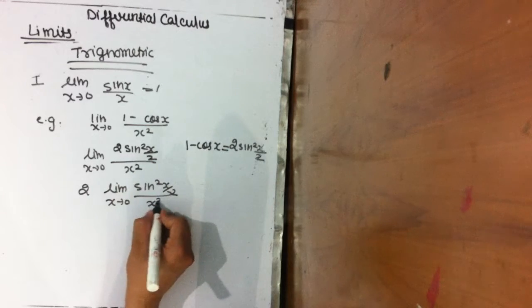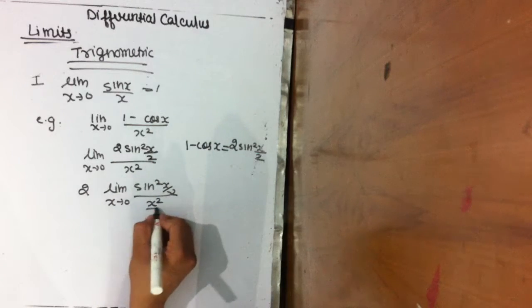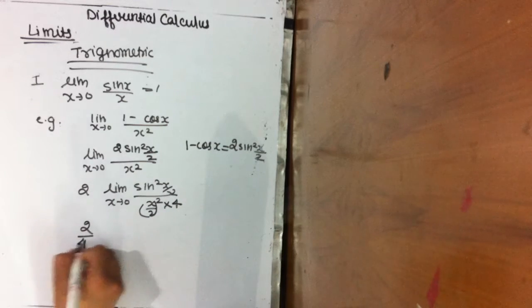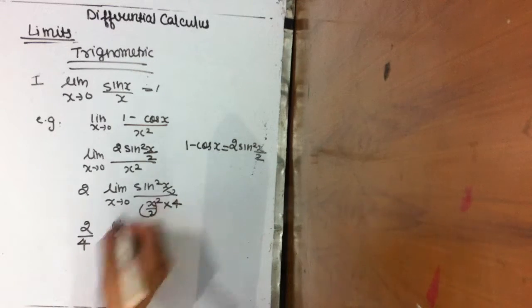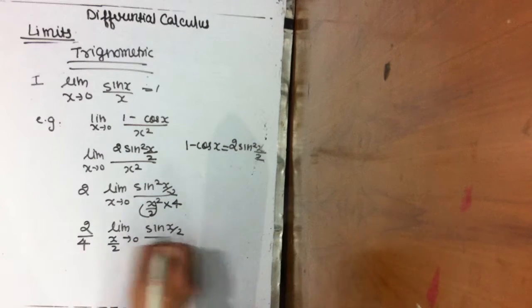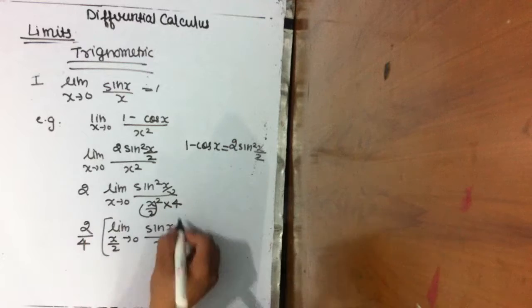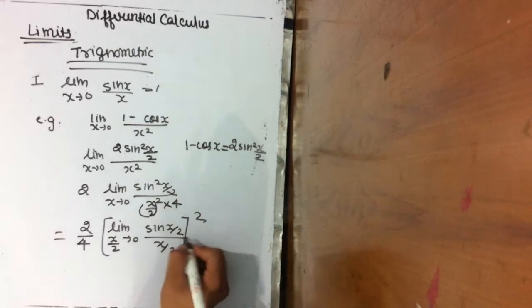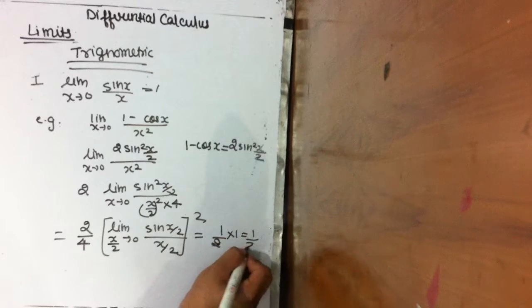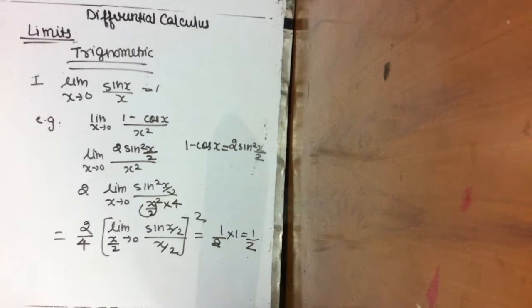So here we will be dividing by 4, so multiplying by 4 as well. There is x by 2 whole square into 4. That is 2 by 4 can be taken as common, forming 2 limit x by 2 tending to 0, sin x by 2 divided by x by 2 whole square. And this limit is only 1, that is 1 by 2 into 1, that is equivalent to 1 by 2. So this is how to solve a limit by using sine formulae.